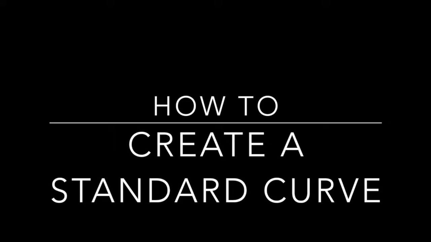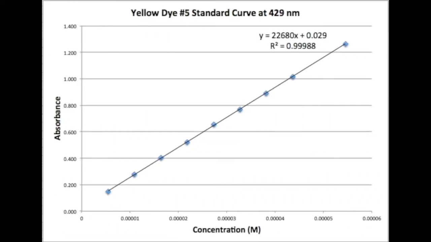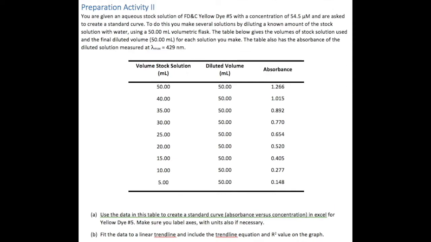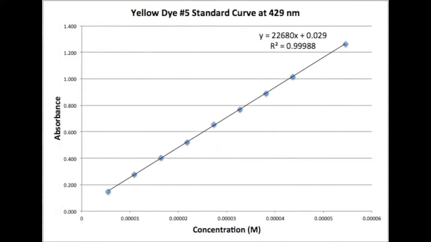In this tutorial, we will be demonstrating how to make a standard curve using Excel and explain why this curve is useful in experiments you will be performing throughout the course. In order to demonstrate the process of making a calibration curve, we will use data from the absorption spectroscopy pre-lab. First, we will briefly explain what a calibration curve is.